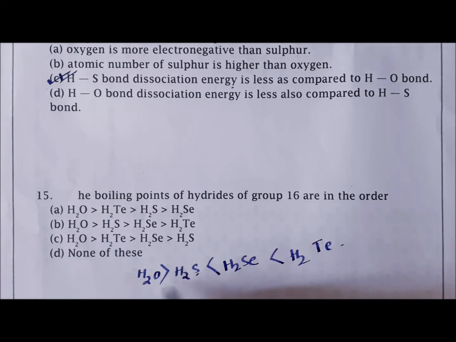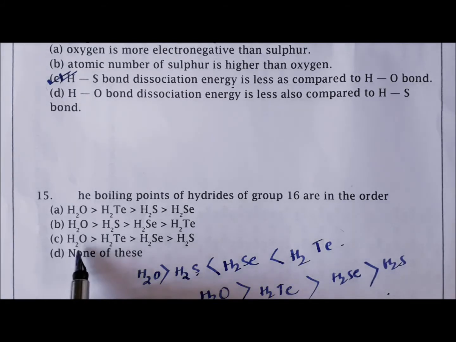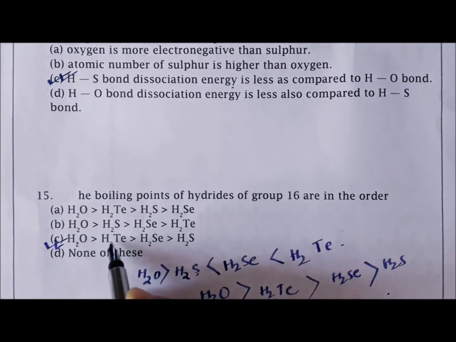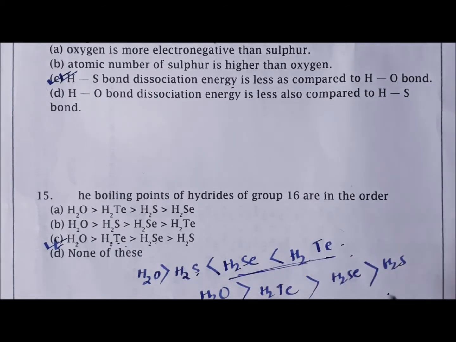So what would be the correct option? H2O has the highest boiling point, the next highest is H2Te, the next is H2Se, then H2S will have the least boiling point in the group. So which is the correct option? Option C: H2O, H2Te, H2Se, H2S. And why is there an increase in boiling point on moving down the group? Because of the increase in the magnitude of van der Waals forces of attraction.